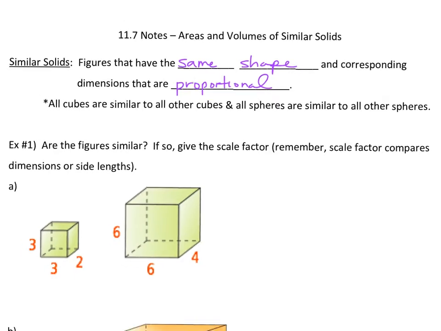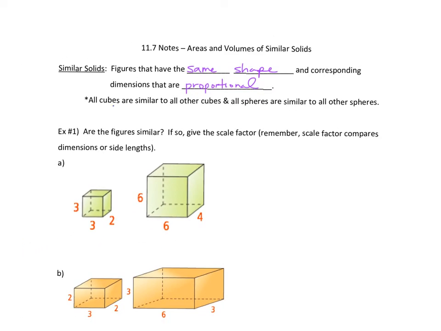Okay, one thing to note, all cubes will always be similar and all spheres will always be similar to all spheres. So just a little fun fact for you. We don't need to do anything with that. But here's what we're going to do. First example, it says, are the figures similar? If so, give the scale factor. And then just keep in mind, scale factor always compares dimensions, the side lengths of things.